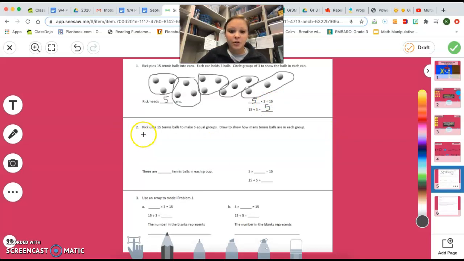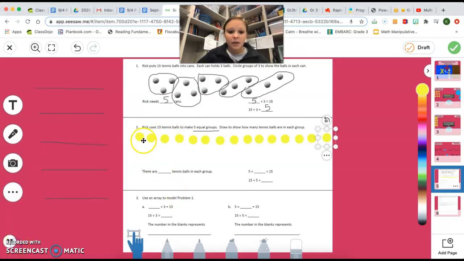So for number 2, it says Rick uses 15 tennis balls to make 5 equal groups. Draw to show how many tennis balls are in each group. So in this problem, it tells me that there's 5 equal groups. So I'm just going to draw a line for each group. And I'm going to go ahead and create 15 tennis balls. And I'm going to drag a tennis ball into each group until they're all gone.